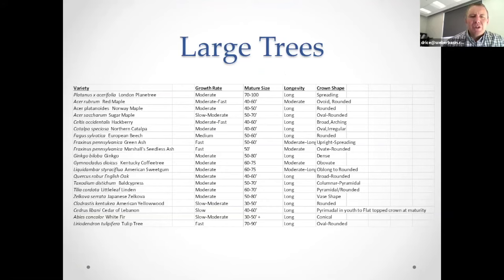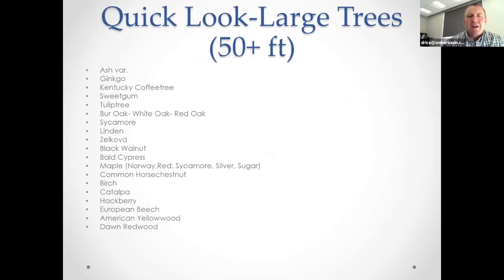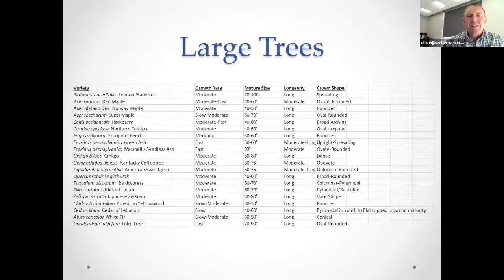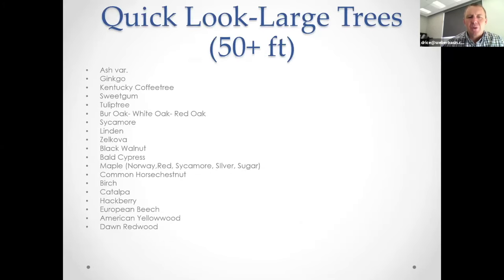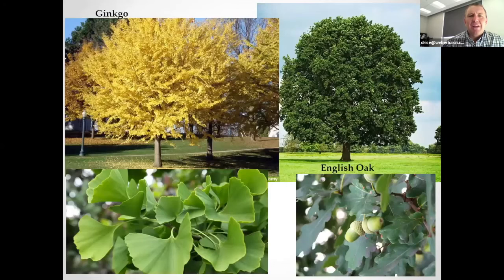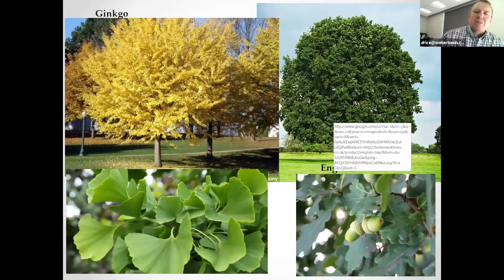So on large trees, again, this is not a comprehensive list. I've just tried to throw a bunch on here that are fairly common to our area. They're going to provide the large structures, shade. So we'll just go through those. Again, you have the growth rate, the mature size, the longevity, and the crown shape to help you there. This list here is slightly different than this quick look. There are a couple extras on here that I've added. So some of these don't have any description on them.